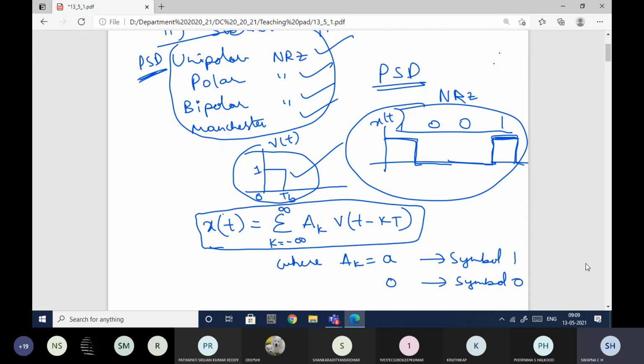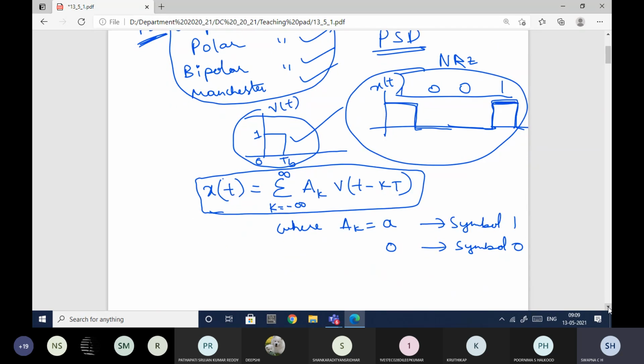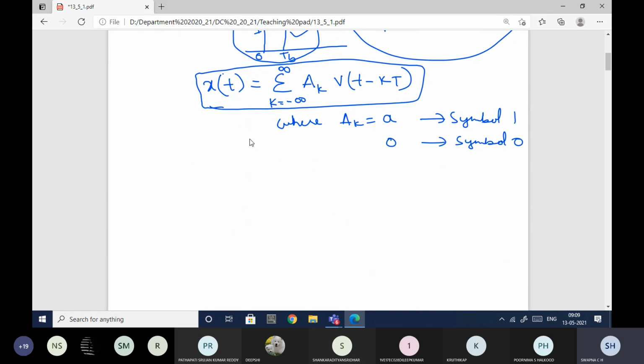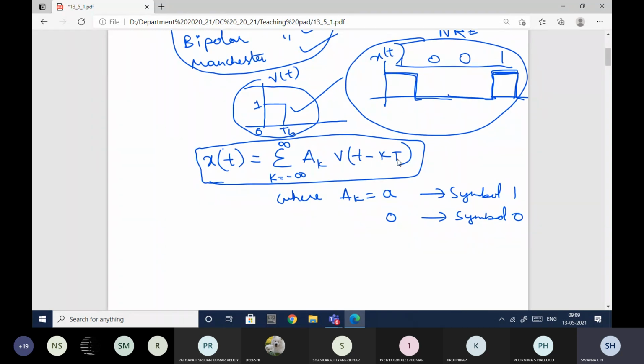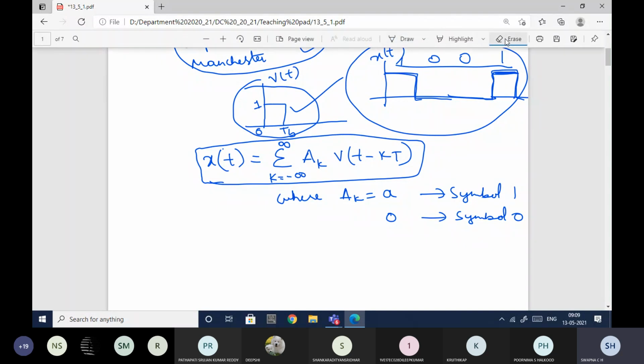So here what we need to find is the power spectral density. Hope you all are following. Anybody gets any doubt, you can ask me. You may ask me, here you have written TB and here you have written T. So generally let us take it as T only, and later on we can replace T with TB.